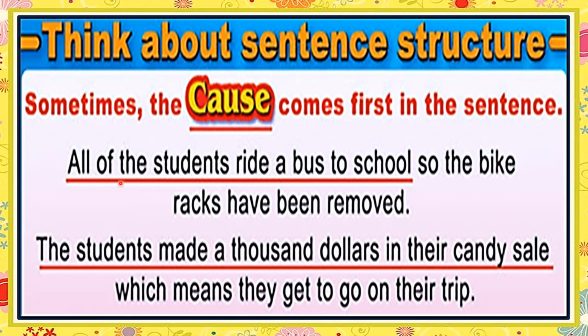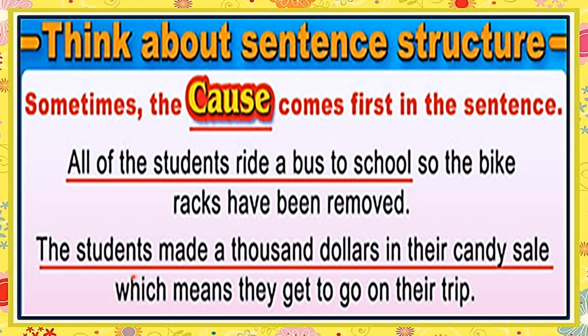So the first sentence, all of the students ride a bus to school, so the bike racks have been removed. Let's take a look. The bike racks have been removed. So the answer is, all of the students ride a bus to school, that is the cause. The bike racks have been removed, that is the effect.